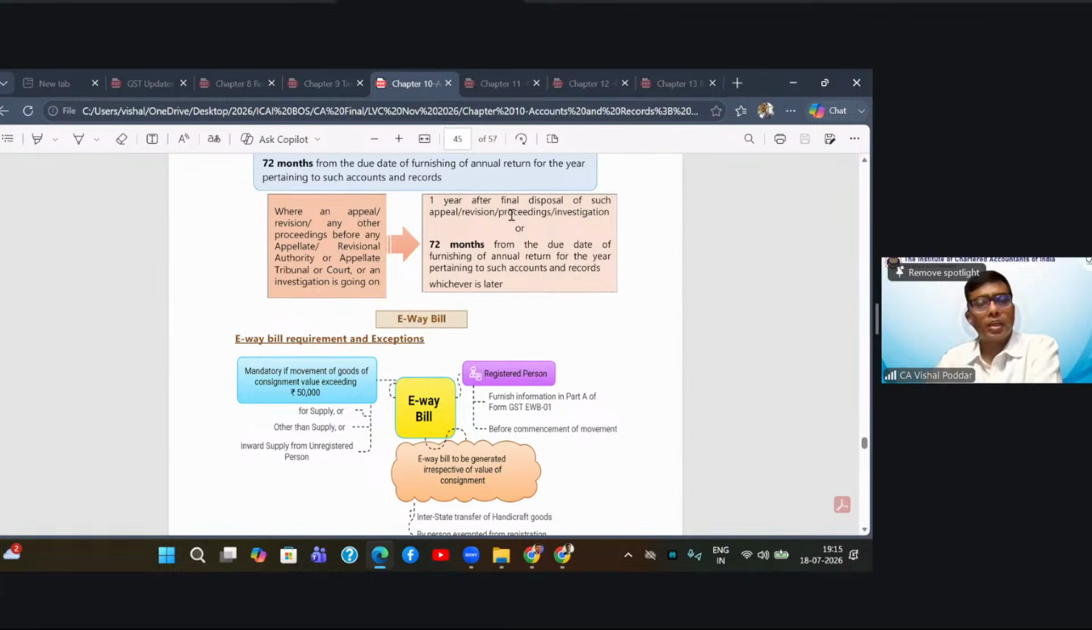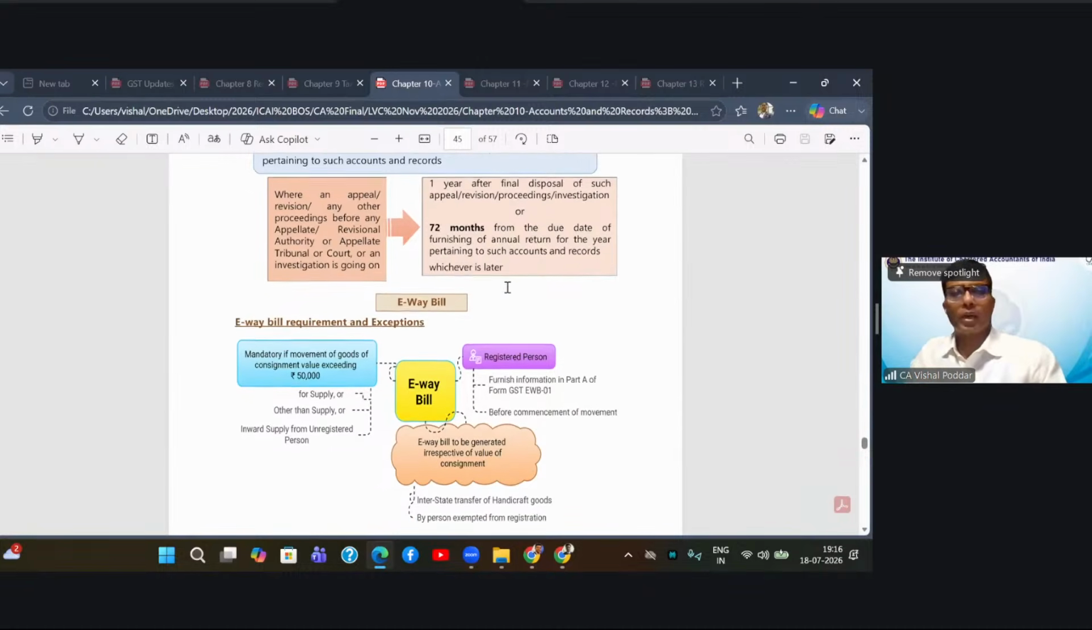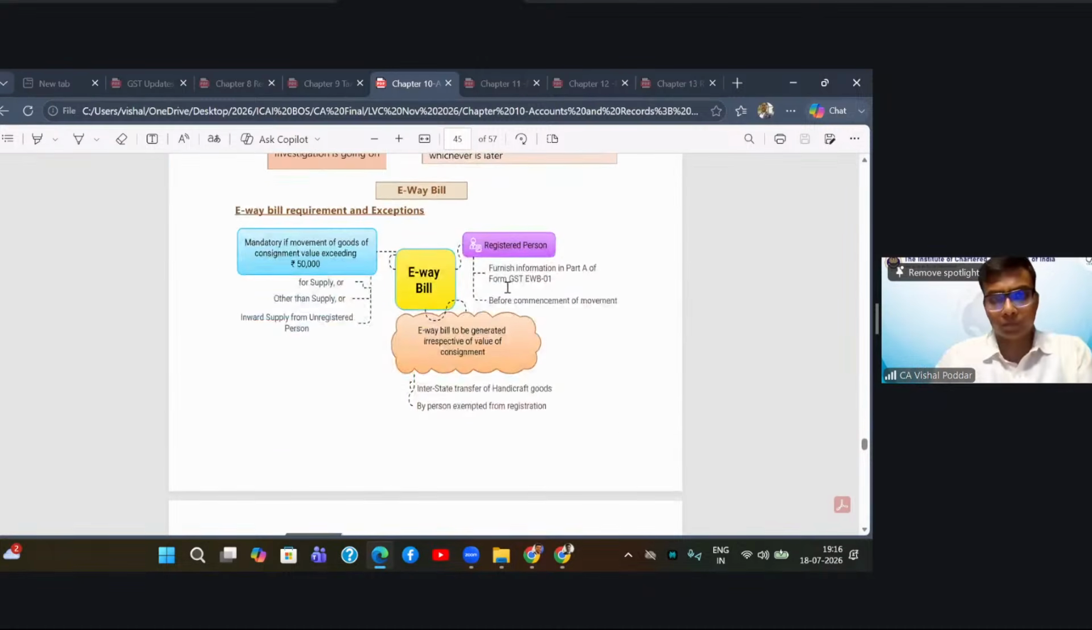Why? Because in case the opposite party, that is the department, wants to go in for a higher appeal, you need to still preserve it for at least 1 year after your appeal, etc., is disposed of, or 72 months from the date of the annual return, whichever is later. So 72 months anyways you are maintaining. If your appeal is going on and these 72 months have passed, you have to still maintain it beyond that for at least 1 additional year.